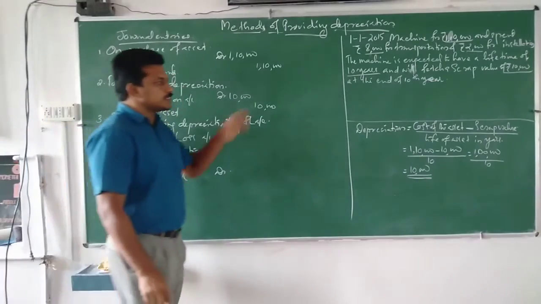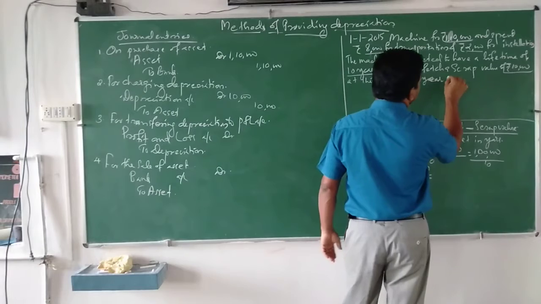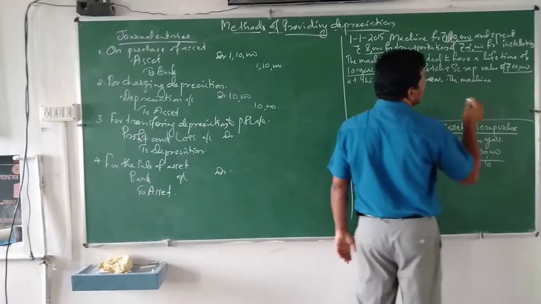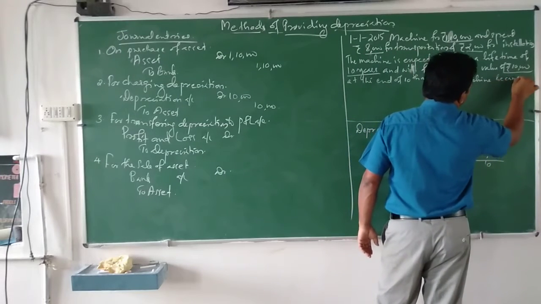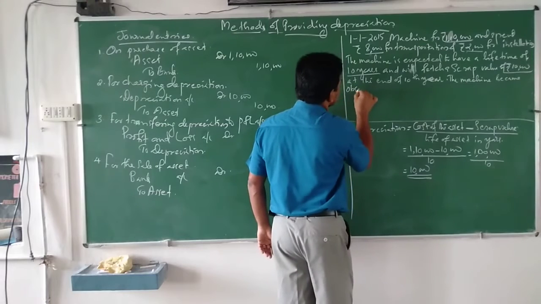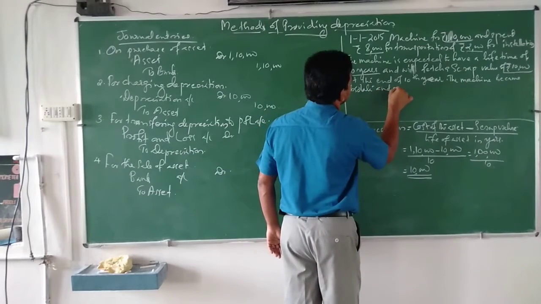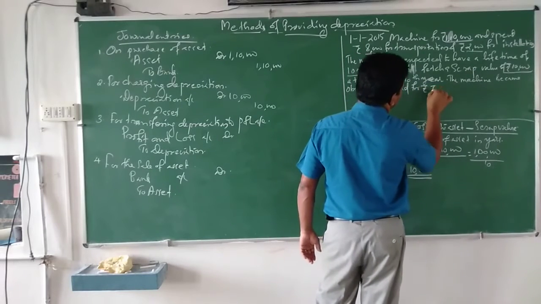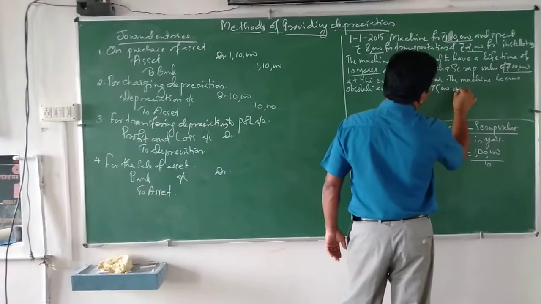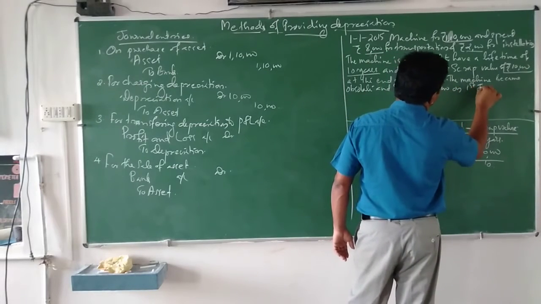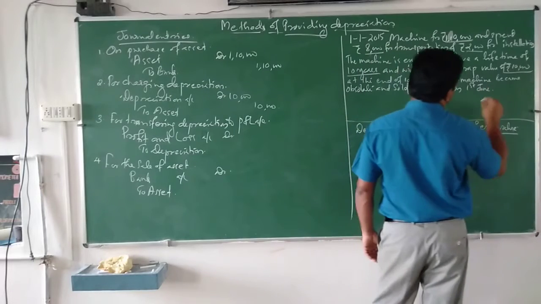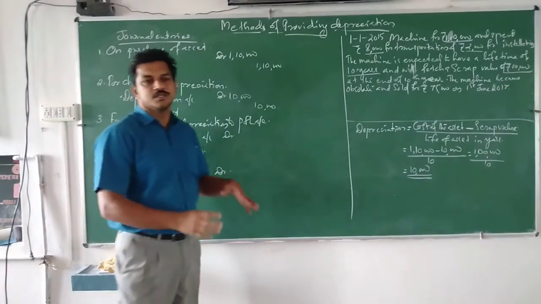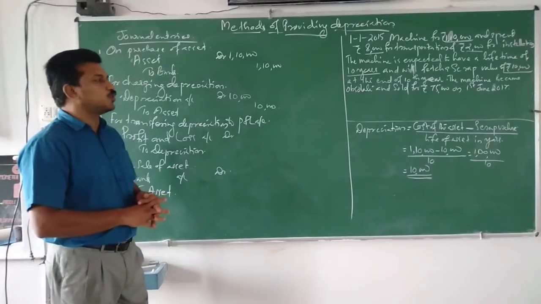Okay, suppose this asset, the machine, became obsolete and was sold for rupees 75,000 on 1st June 2017. So this became obsolete and was sold.